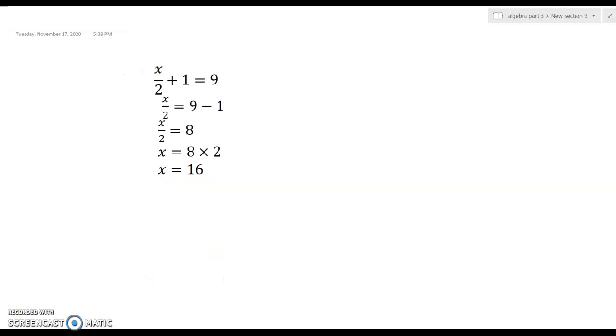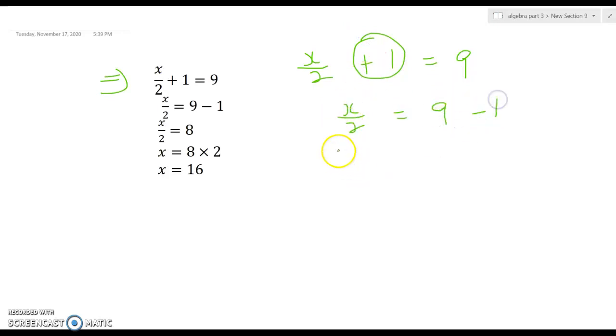And our last type of question that we are going to look at is this one here. Again, it's very similar. We have x over 2 plus 1 is equal to 9. Again, same procedure: x over 2, or x divided by 2, plus 1 is equal to 9. Carry across the number that's by itself, which is the plus 1. So we get x over 2 is equal to 9 take away 1. Opposite of adding 1 is take away 1. x over 2 is equal to 8.